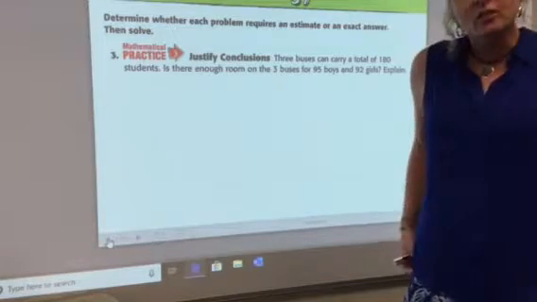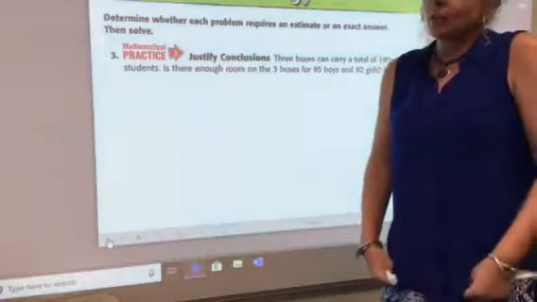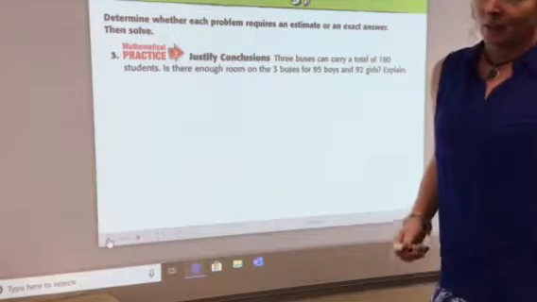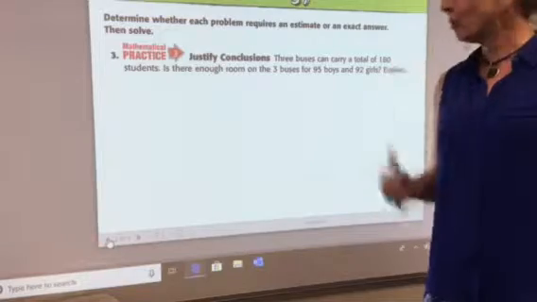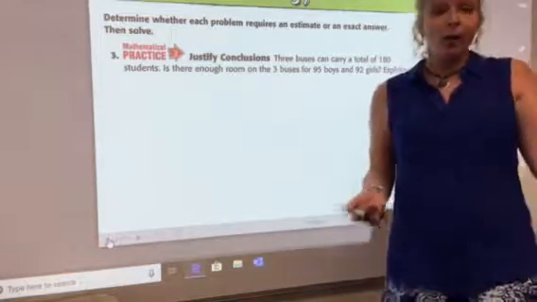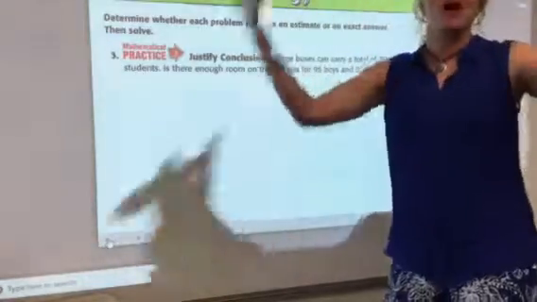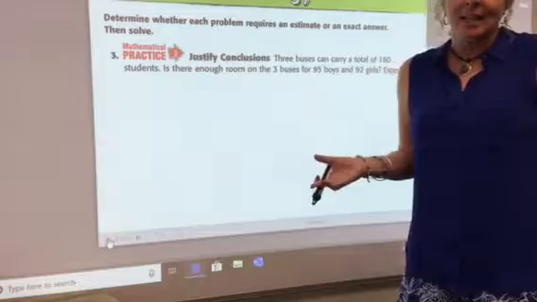There are some words that can give us hints, and right now you should be thinking of a clue word for an estimate. And I hope you were thinking about the word "about." Usually if somebody says, "About how many do you need?" that's your clue that you're going to round. You're going to find about. But sometimes in life you need an exact answer.